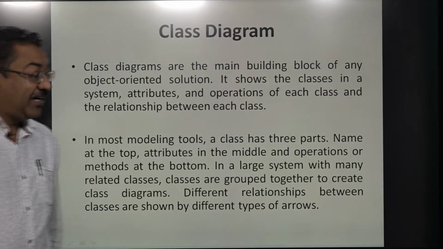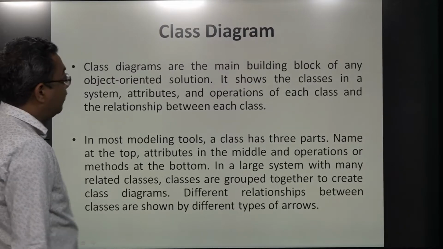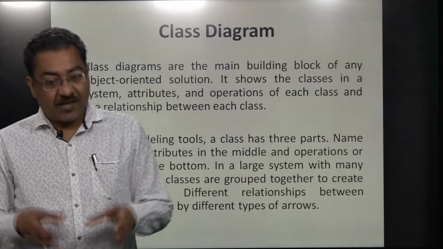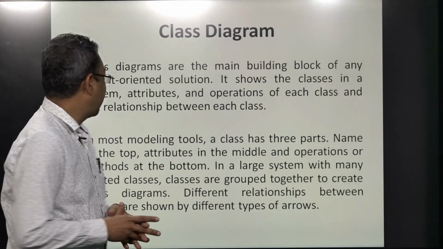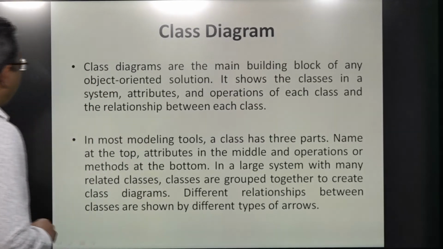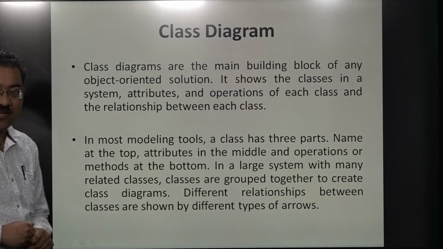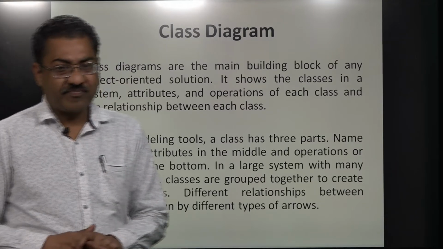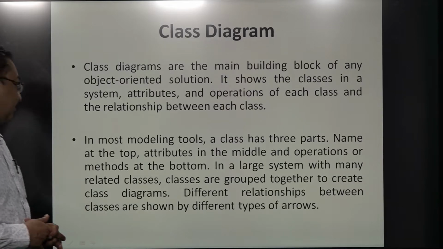Okay, let's go for the basics of class diagram. What is a class diagram? Class diagrams are the main building block of any object-oriented system. That means, as we all know, the concept of classes comes whenever the object-oriented concept is there, right? So without the object-oriented concept, classes are not there. So class diagrams are the main building block of any object-oriented solution, right? It shows the classes in a system, attributes and operations of each class, and the relationship between each class.